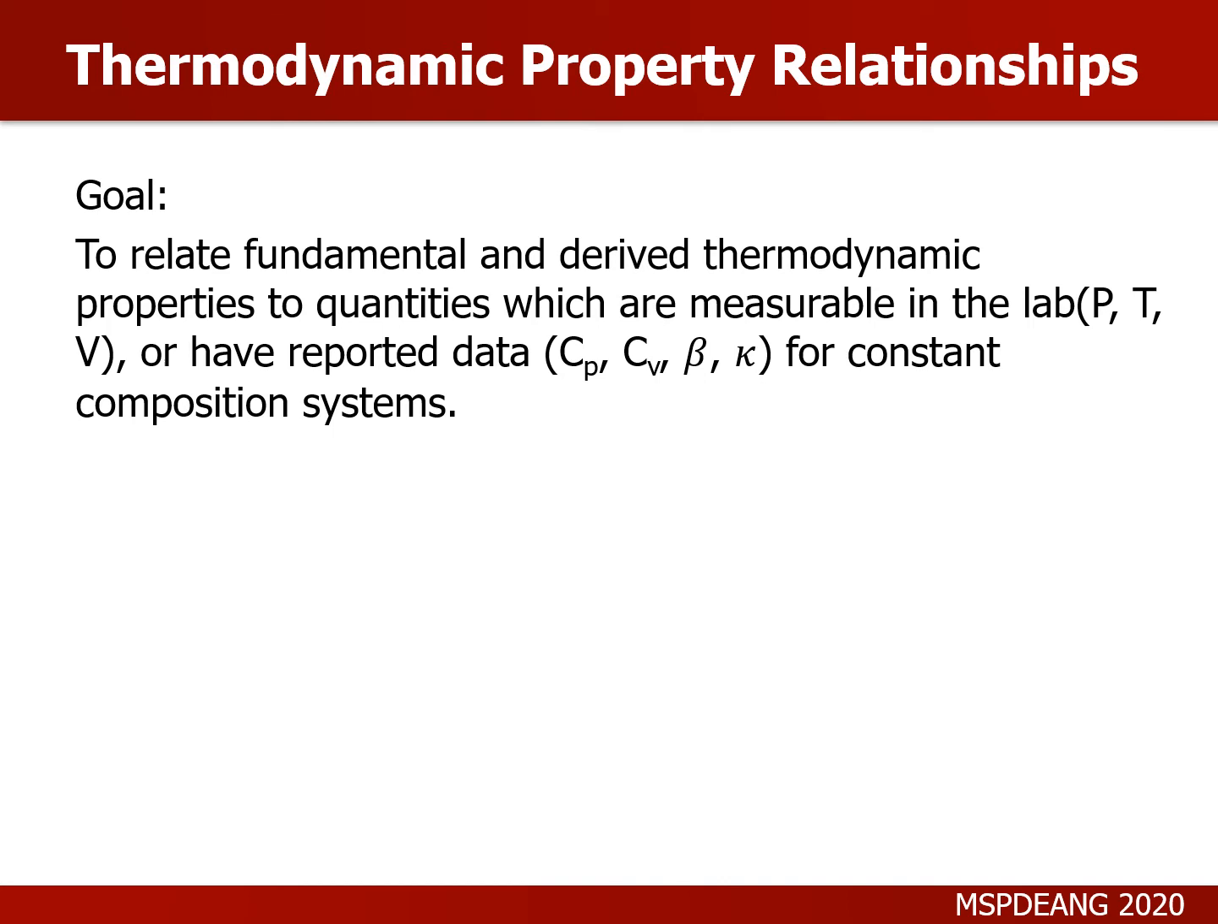So again, our goal here is to relate the fundamental and derived properties, okay, to quantities which are easily measurable in the lab, so pressure, temperature, and volume, or have reported data like our CP and CV, and based on the last week's discussion, we have beta and kappa. So itong mga fundamental properties ito, internal energy and entropy, and our derived thermodynamic properties, which are enthalpy, Gibbs free energy, and Helmholtz free energy, i-relate natin yan ngayon to pressure, temperature, and volume, or to CP, CV, beta, and kappa for constant composition systems. Okay. So again, our discussion will be limited to constant composition systems. So wala muna tayo mga mixing.